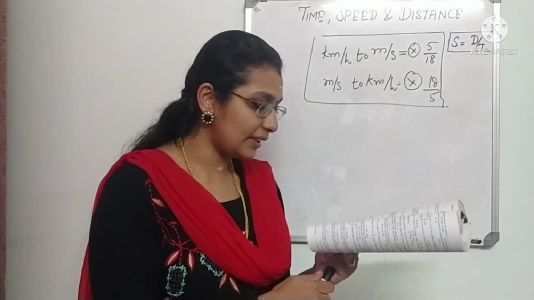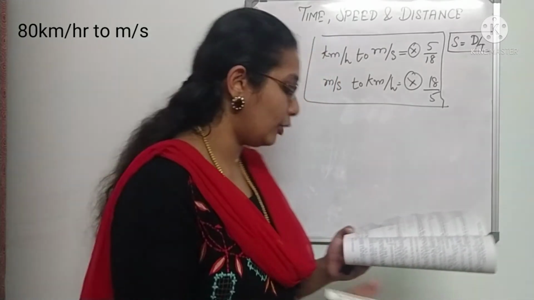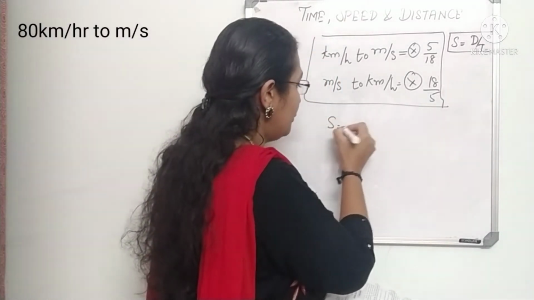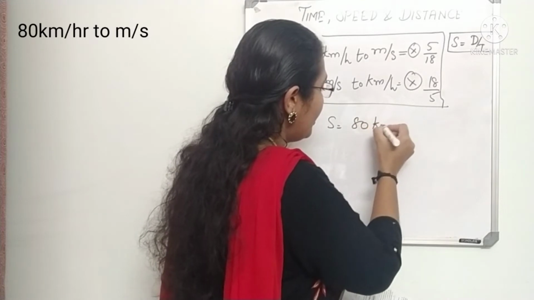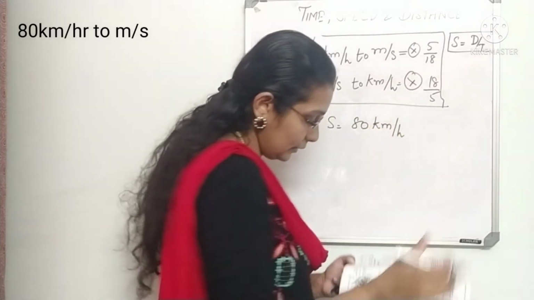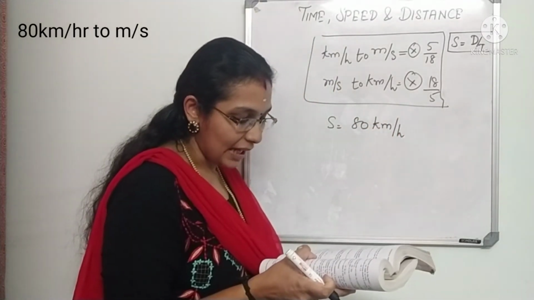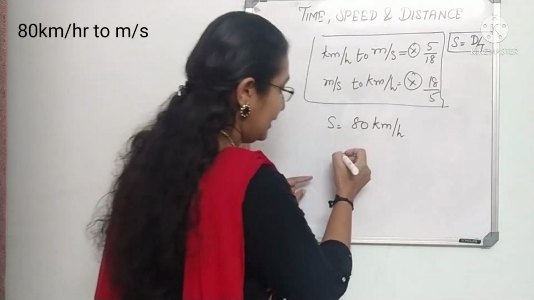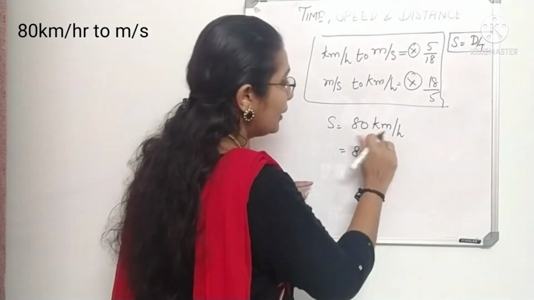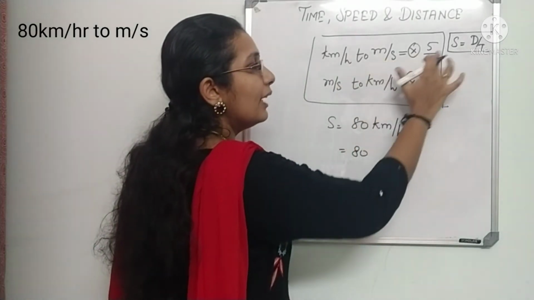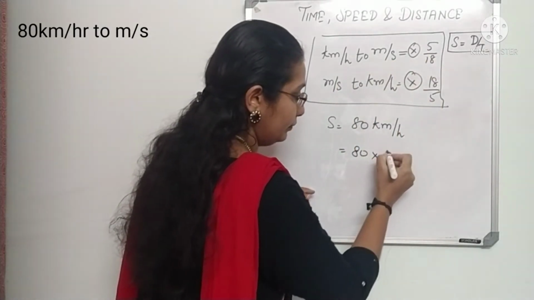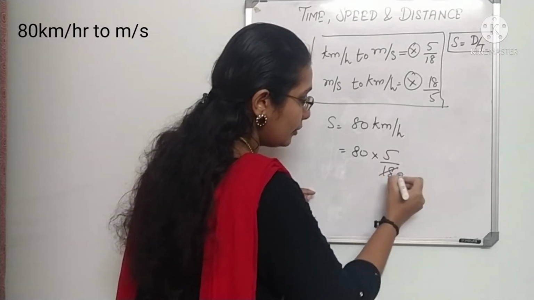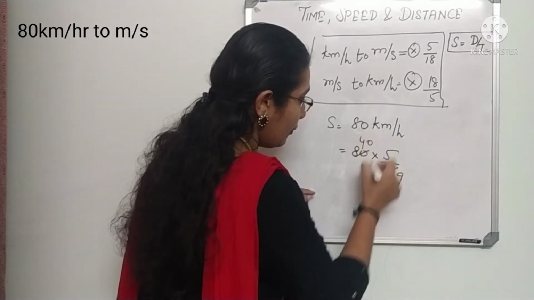A car moves at a speed of 80 kilometer per hour. So speed is equal to 80 kilometer per hour. What is the speed of the car in meter per second? So you try to solve it by yourself. So 80 you will keep it as such. Kilometer per hour to meter per second, you will have to multiply it by 5 by 18. Okay. So 2 9s are 18, 40.